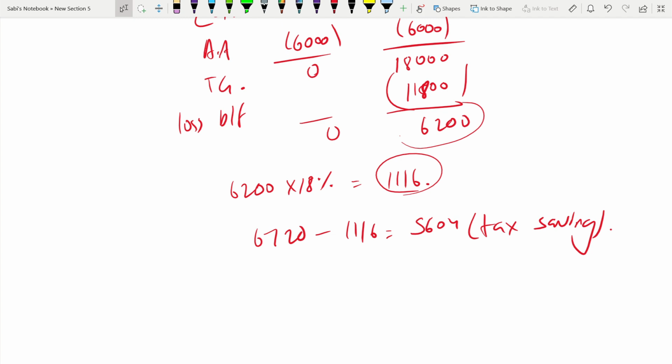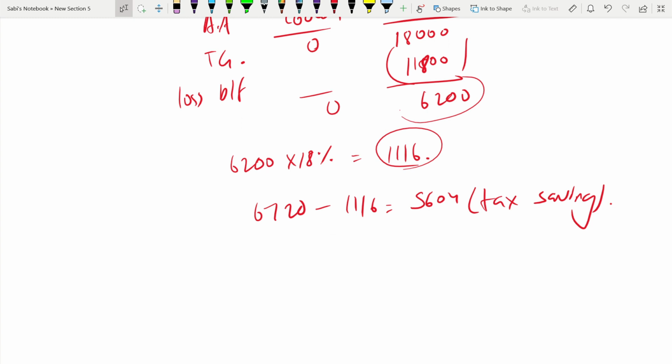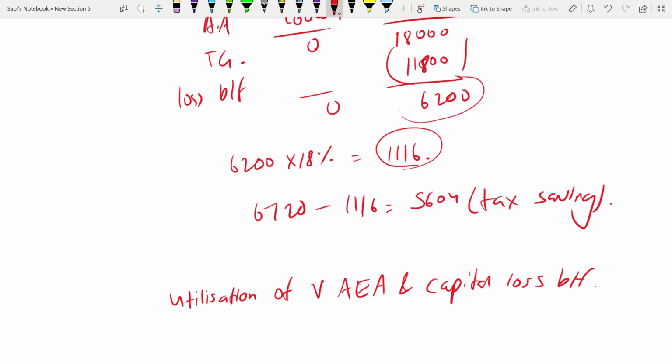Okay. So now, how much? There are two benefits. Understand this. One is tax saving because the remaining gain is taxed at a lower rate. The other one is utilization of Vanessa's annual exempt amount and capital loss brought forward. Earlier she couldn't use the annual exempt amount. Now she can use it. That is one advantage. And the other one is the capital loss brought forward. Utilization of this gives a tax saving.